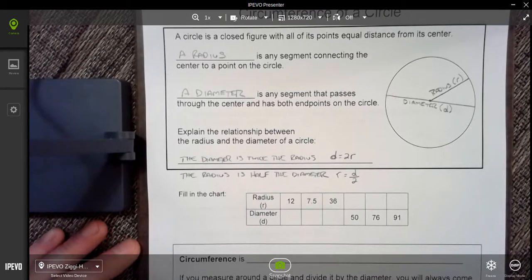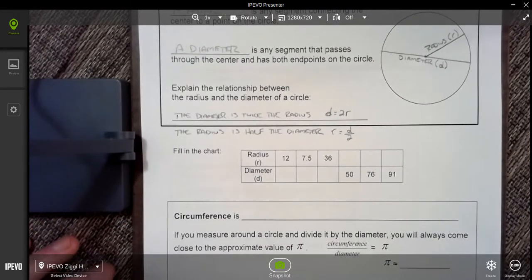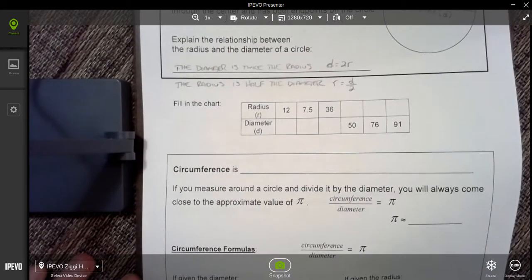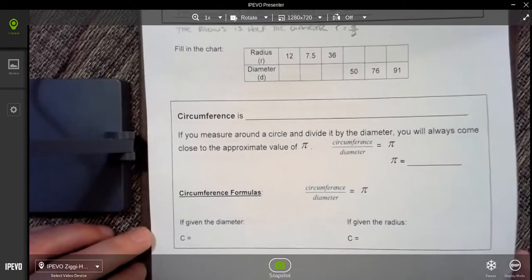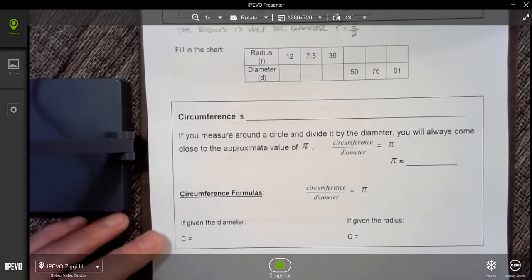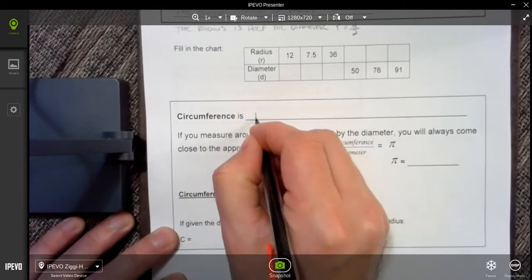And in fact, that's what I'm going to have you do in the chart underneath. In some cases, you were given the radius. In other cases, you were given the diameter. Figure out what the missing value is going to be based off of the value that they were given. Okay, now that we've had a moment to check out what radius and diameter are, now we're ready to discuss what circumference is. Circumference is the distance around a circle.